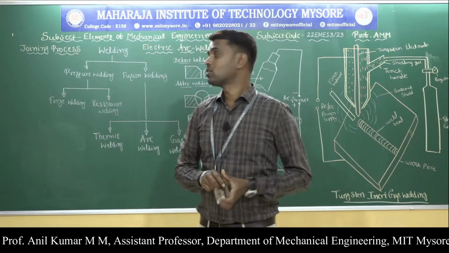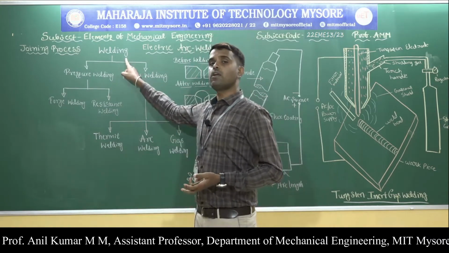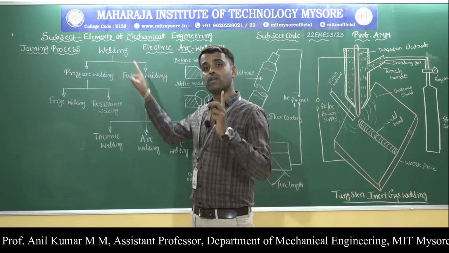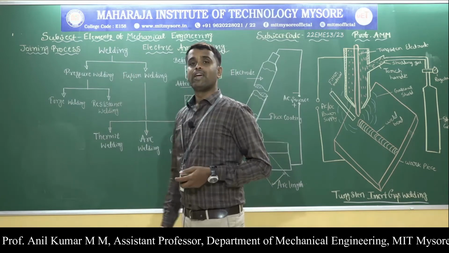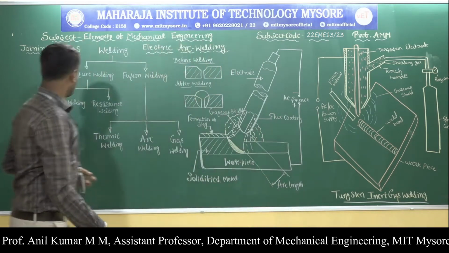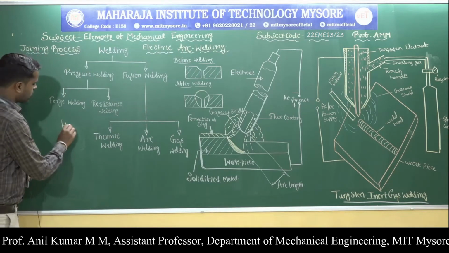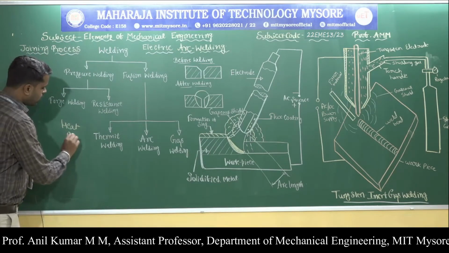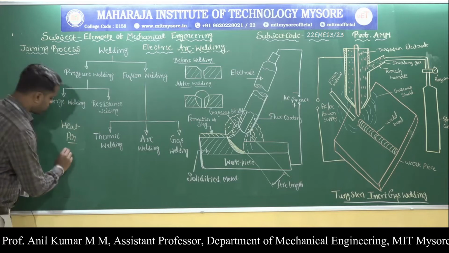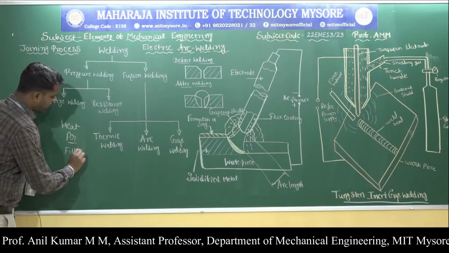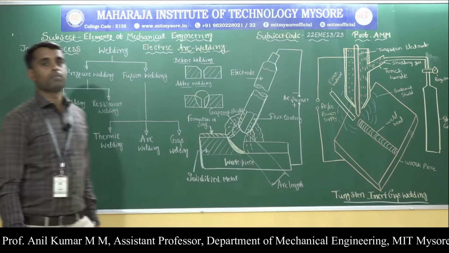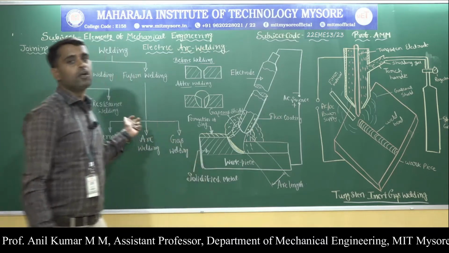Welding is the joining of two similar or dissimilar materials with the application of heat, with or without the application of pressure, and with or without the application of filler material. We can join two metal pieces this way. That process we call welding.